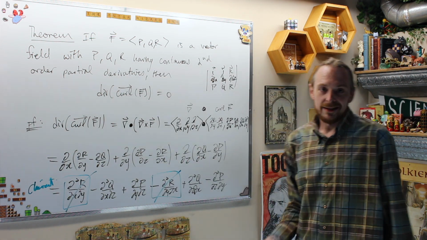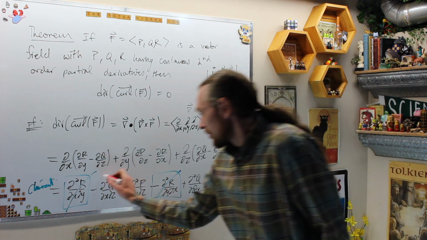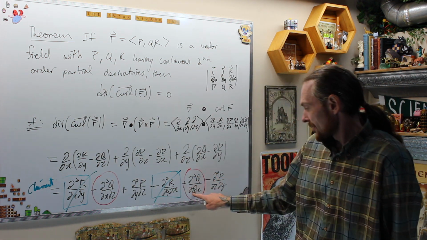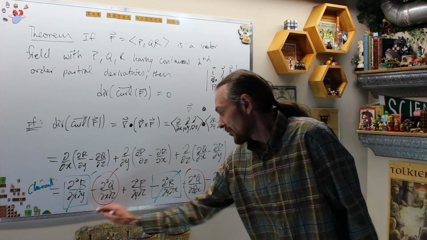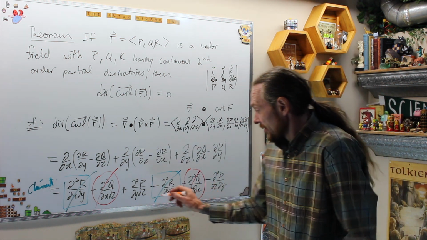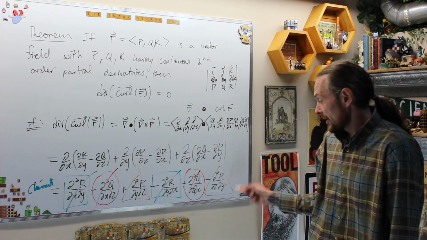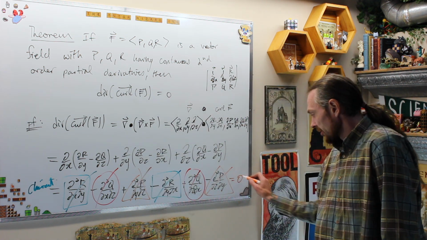I tell you so that I didn't just guess. I'm using Clairaut's theorem. Then I have Q's. Z and x, x and z, those are equal by Clairaut's. And then triangle P, mixed partials, those are 0 equals 0, QED.